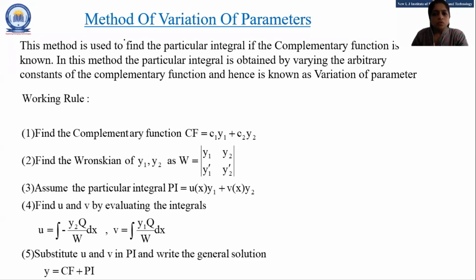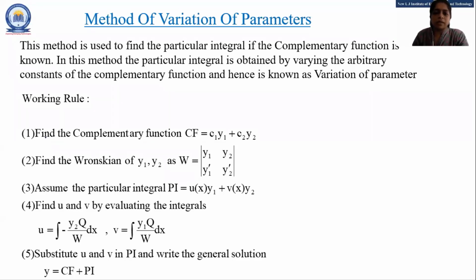This method is used to find the particular integral if the complementary function is known. In this method, the particular integral is obtained by varying the arbitrary constants of the complementary function, and hence it is known as the variation of parameter method. See, these are the working rules, students. This is the most important part: how to solve the method of variation of parameter.